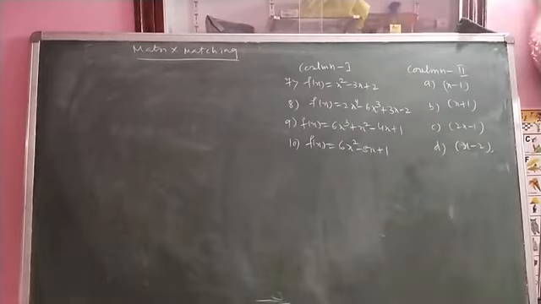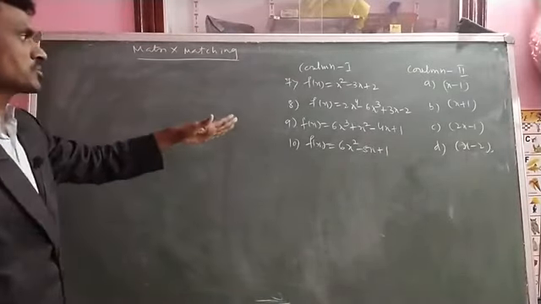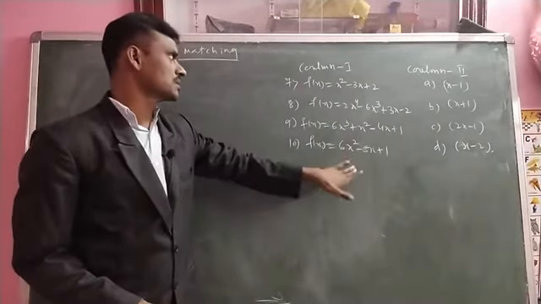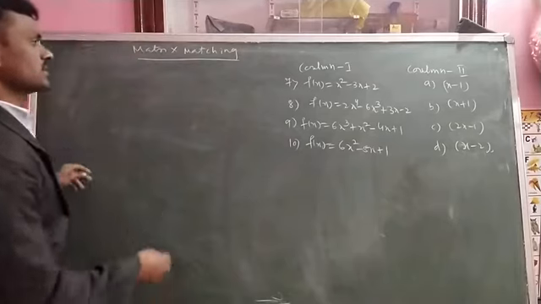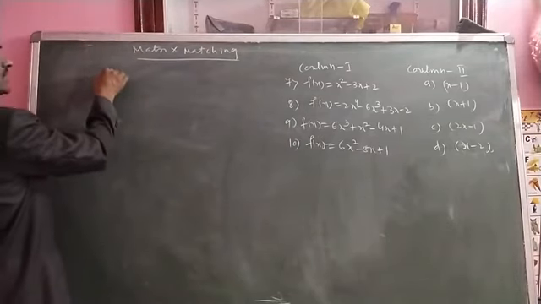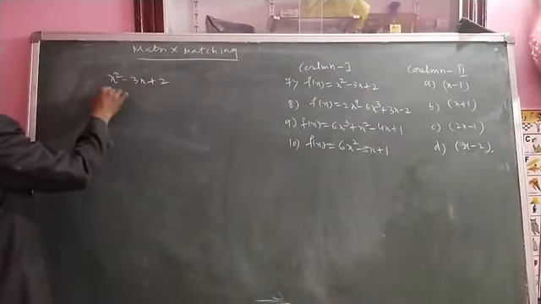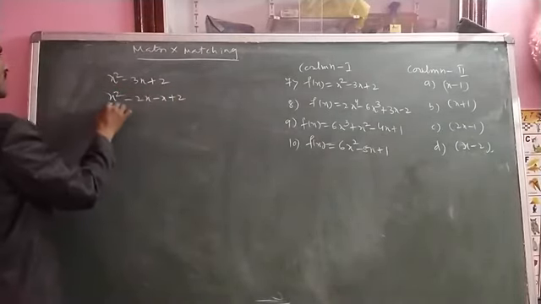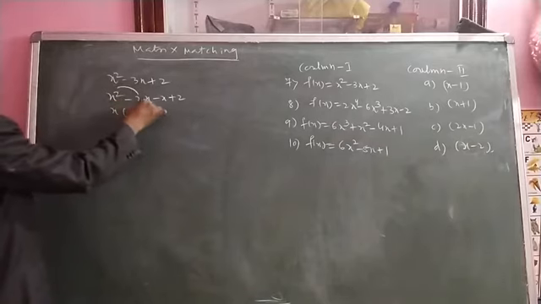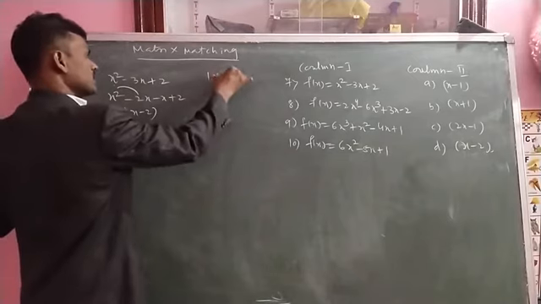Okay, next question is matrix matching. Here column 1 and column 2 are given. First we have to factorize the left side, then we have to see its factors. First one is x square minus 3x plus 2. To factorize this, split the middle term: x square minus 2x minus x plus 2. Now in these two terms you have to take x common. Actually 2 ones are 2. First you have to write 1 into 2, 2.